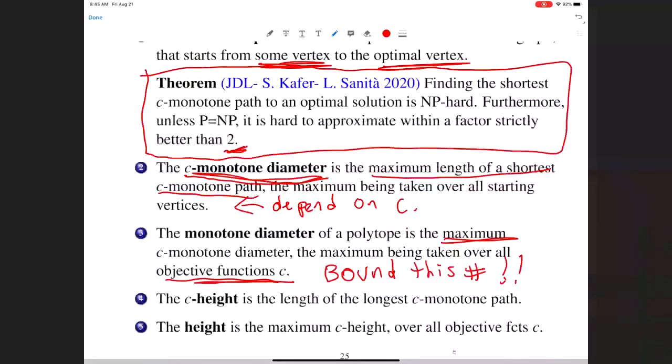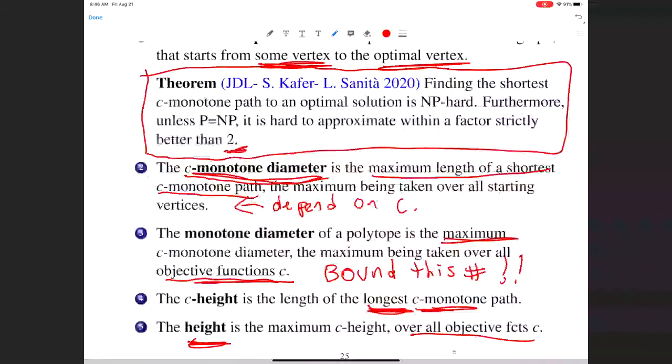Now there's a similar number that is even worse. It's called the height, where instead of looking at the shortest monotone paths, I look at the longest monotone paths, right? Again, the longest monotone path is going to depend on the objective function you choose. But then I can take the maximum over all possible objective functions, and that's what I call the height. So that's an even worse number, right? That's like the really worst things that can happen in your life. This is when you go really long paths.